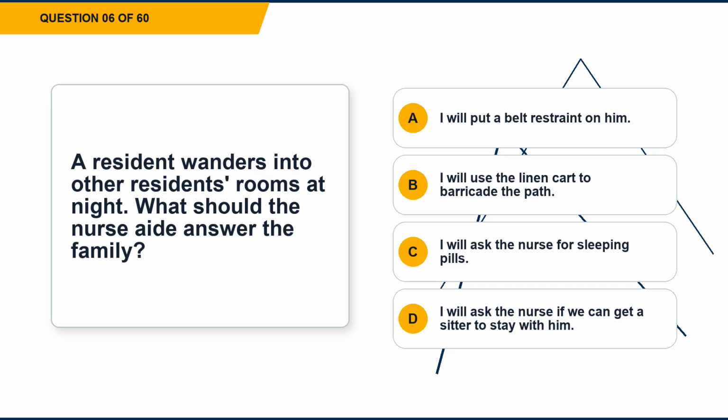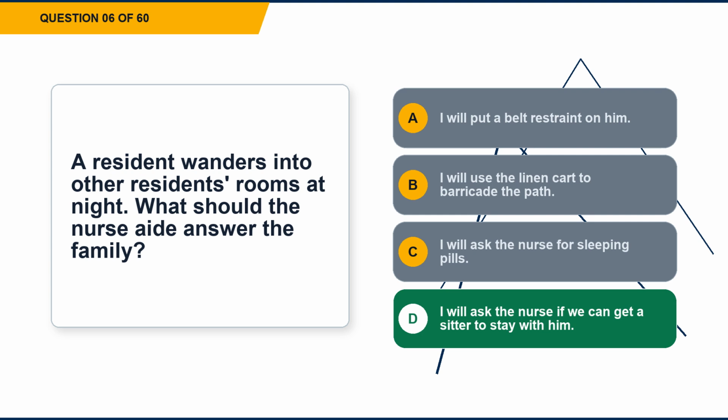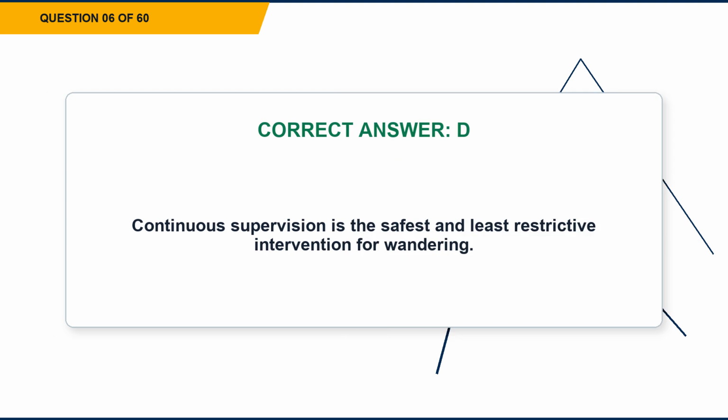Question 6. A resident wanders into other residents' rooms at night. What should the nurse aide answer the family? Option A, I will put a belt restraint on him. Option B, I will use the linen cart to barricade the path. Option C, I will ask the nurse for sleeping pills. Option D, I will ask the nurse if we can get a sitter to stay with him. The correct answer is option D. Explanation: continuous supervision is the safest and least restrictive intervention for wandering.